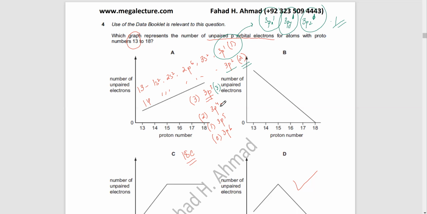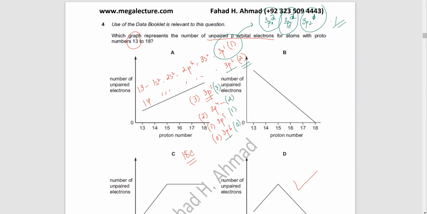Now, if you have 4 electrons in the p, so that means the first one would have 2 electrons. So now the total number of unpaired orbitals, the first one is paired now. It has 2 electrons. So the other 2 orbitals would be unpaired. So you're going to be back to 2. Then proton number 17 would be 3p5. The 3p orbitals would be 2, 2, and 1. So the number of unpaired orbitals would be 1. And if it's 3p6, then all of them would be paired. So it's going to be 0.